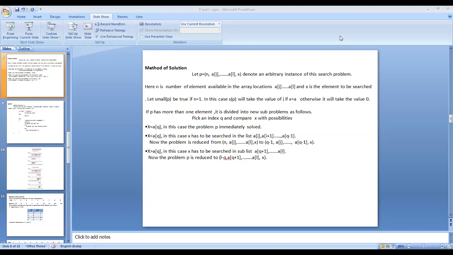In yesterday's class, we discussed the divide and conquer method. We discussed it as a problem-solving strategy. As an example, we discussed the binary search problem. What is the problem? Given a list of n numbers, we have to search whether an element x is present there or not. That problem can be solved using the linear search method and the binary search method.